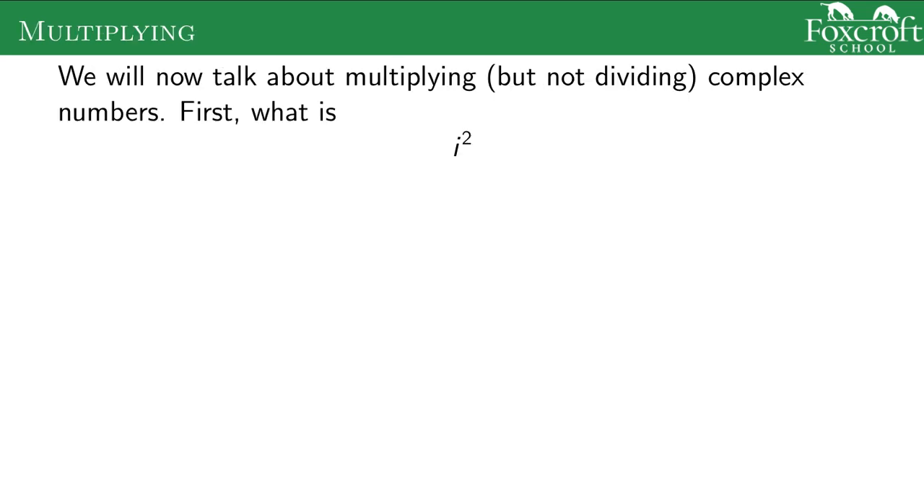When we start multiplying things together, a lot of times we'll get an i squared. So what is i squared? If you remember from before, by definition, we said i is equal to the square root of negative 1. So this is the same as this. And what happens when you square a square root? The square root just goes away, and you get negative 1. So it turns out that i squared is just negative 1.